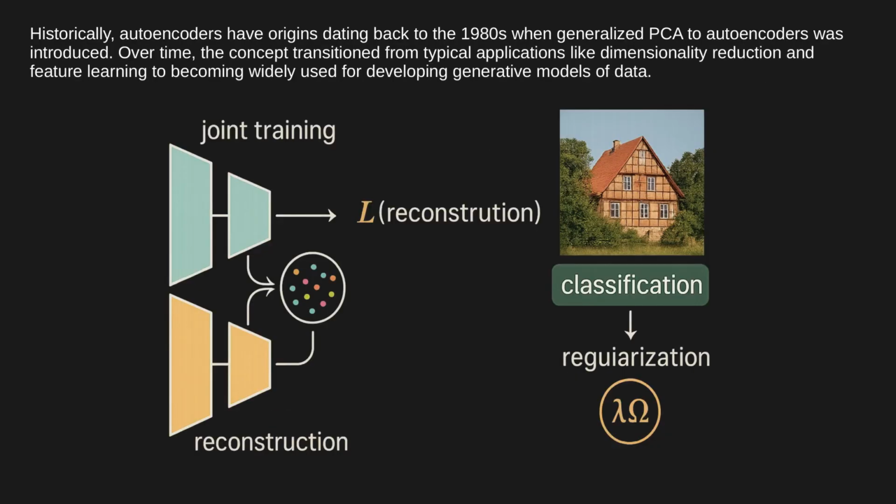Historically, autoencoders have origins dating back to the 1980s, when generalized PCA to autoencoders was introduced. Over time, the concept transitioned from typical applications like dimensionality reduction and feature learning to becoming widely used for developing generative models of data.